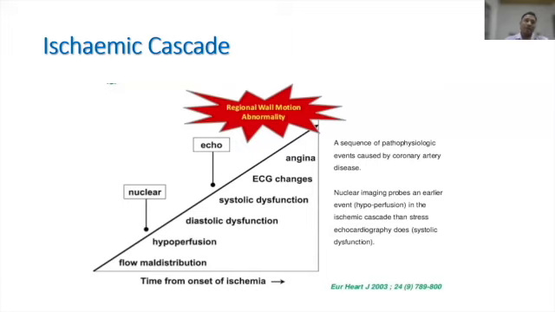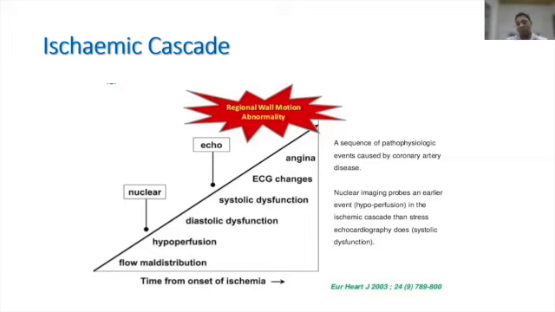Yeah, if you have gone through this slide, this is called the ischaemic cascade. You may see over time, the flow maldistribution leads to hypoperfusion, and then diastolic dysfunction. Then the patient develops systolic dysfunction, which is where we see the regional wall motion abnormalities, followed by ECG changes and the patient presenting with angina.